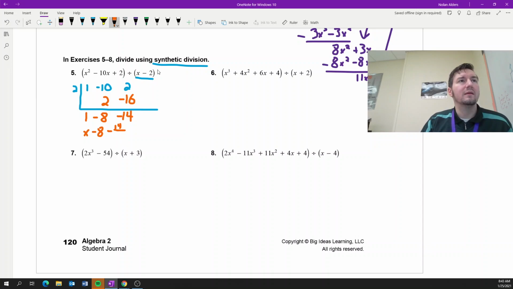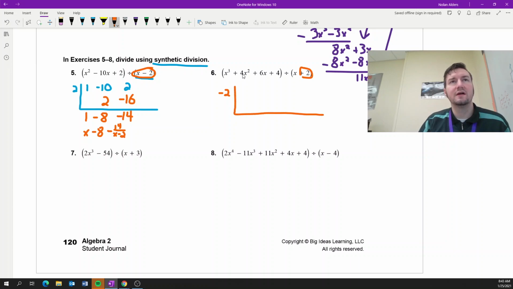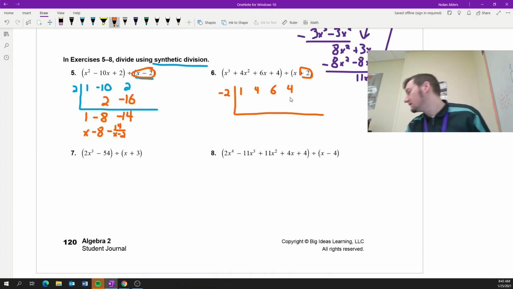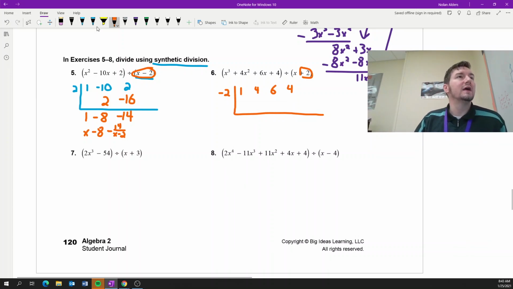over whatever that second polynomial is, so x minus 2. And you're done. So let's do one more real quick. So take that number right here, change the sign, so it'll be a -2. Draw your little box here. Take all of these coefficients, 1, 4, 6, and 4. Let me make sure. Yeah, okay. All right, and then you're ready to do this.